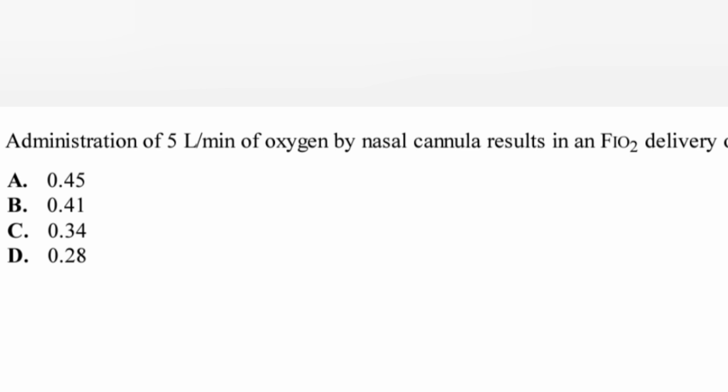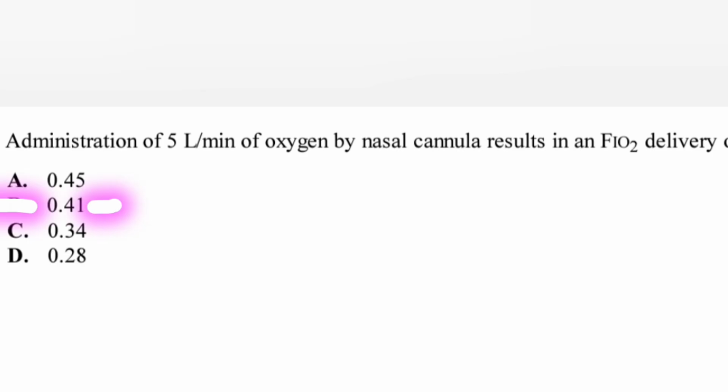Administration of 5 liter per minute of oxygen by nasal cannula results in an FiO2 delivered of 0.45, 0.41, 0.34, or 0.28. The correct answer is B. As a general rule, each liter per minute of oxygen flow through the nasal cannula increases the FiO2 by 0.04. So 5 liter per minute results in approximately 0.41 FiO2.